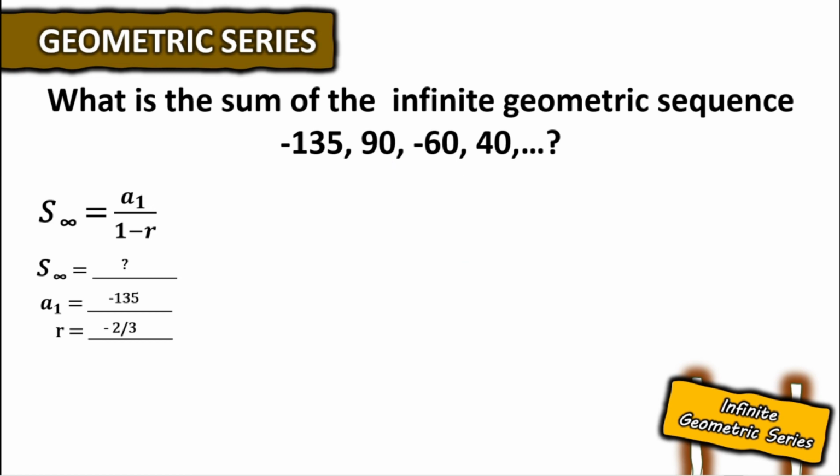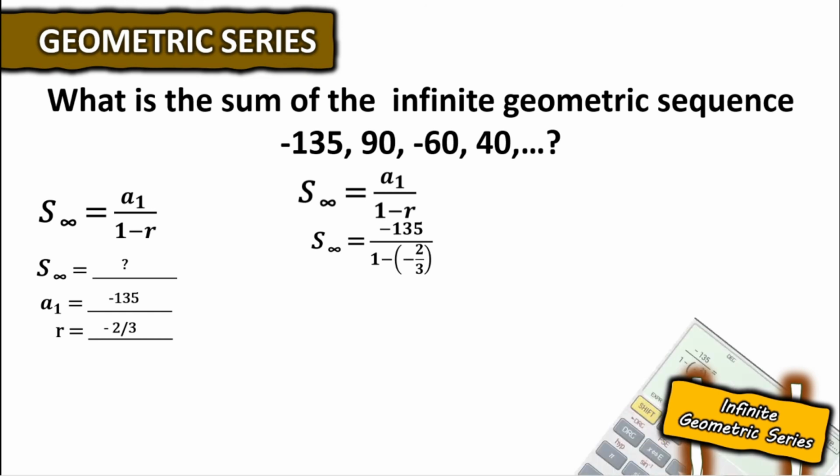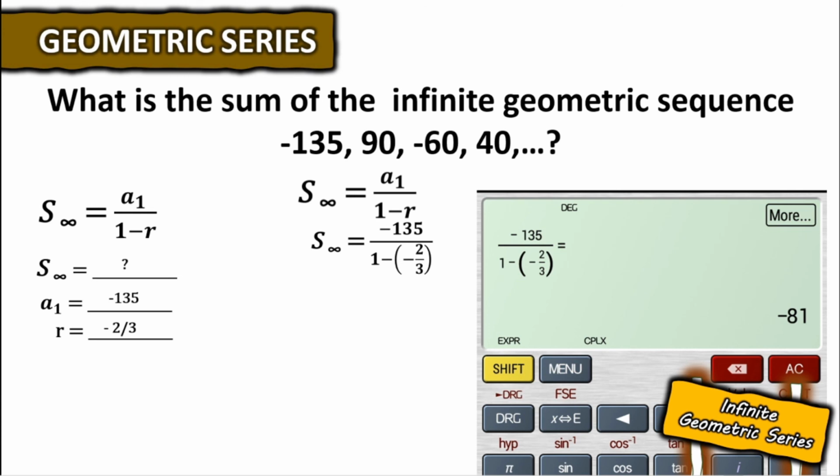Since kompleto na tayo sa necessary details, we can now solve the problem. Using the rule S sub infinity is equal to A sub 1 over 1 minus R, and substituting the obtained details, we can have S sub infinity is equal to negative 135 over 1 minus negative 2/3. We can use a scientific calculator in simplifying the equation, in which the answer will be negative 81. Or we can compute this manually by simplifying the given equation. We can have S sub infinity is equal to negative 135 over 5/3 and simplified further as negative 81.